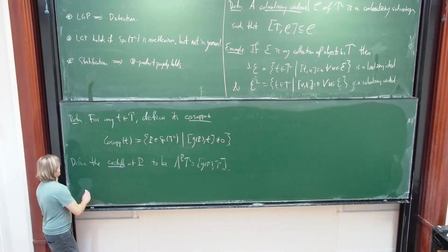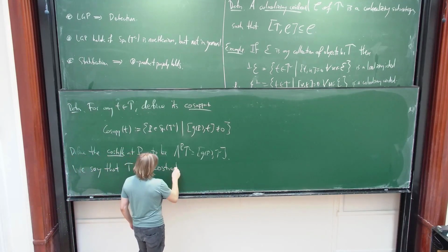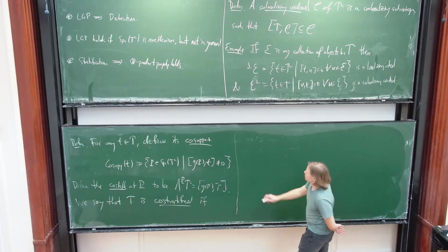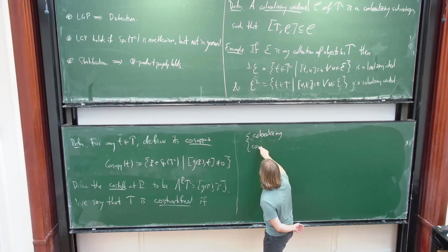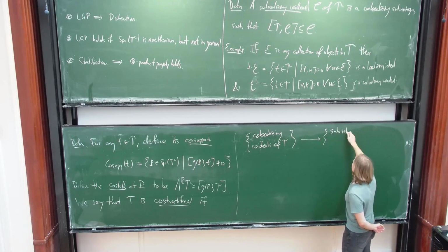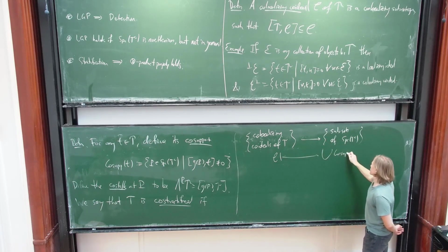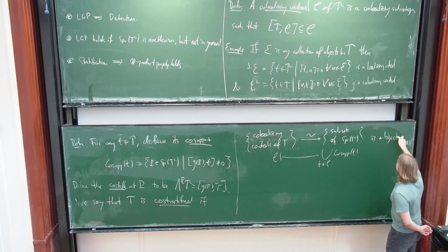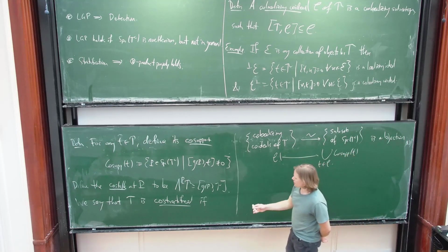And you could say that T is co-stratified if this notion of cosupport gives you a classification of the co-localizing coideals of T. Okay, so this notion of cosupport can potentially classify the co-localizing coideals, and you can prove analogous theorems to what we had before.